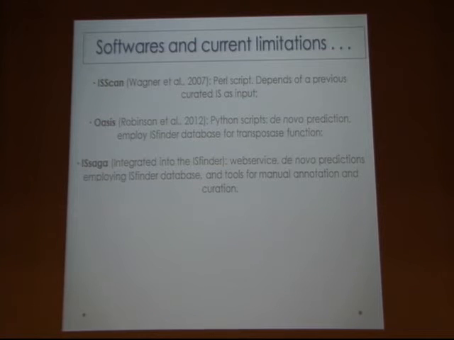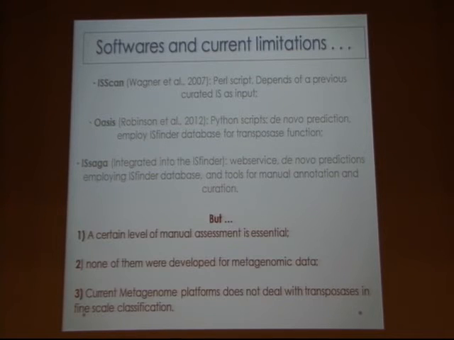And we have ISsaga, which I'm going to talk about now at the end of the presentation, which is integrated in the ISFinder database. It's a web service made in Perl and PHP for the web interface. It uses a de novo prediction, employing the ISFinder database, and also provides tools for manual annotation and creation. As I said, this software only helps with the beginning of the annotation of these elements. Some manual assessment is essential, always, to identify the ends, the inverted repeats, the target site duplications.